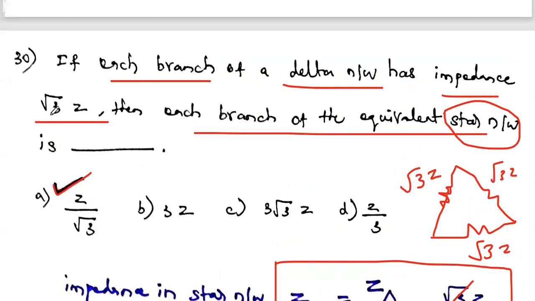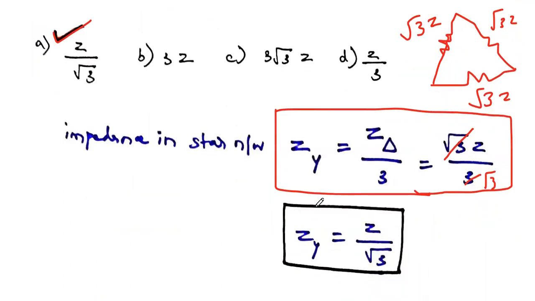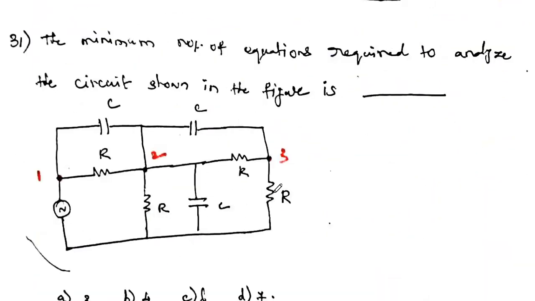So Z divided by √3 is the correct answer. If the delta network value is √3 into Z, the corresponding star network has the value Z divided by √3. Similarly, the reverse problem will also come. The impedance in the delta network is nothing but 3 times that of the star network. Using that formula, you just solve.